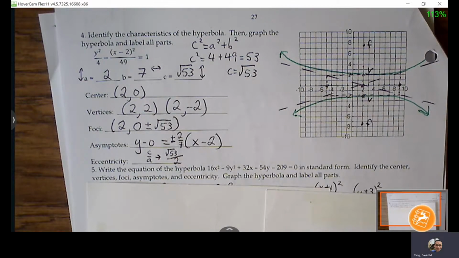Okay, number 4, hyperbolas now. So we have to think about how we find our A and B values, right? We no longer care about which one is larger. We care about which one is first. Your A is always first for hyperbolas.